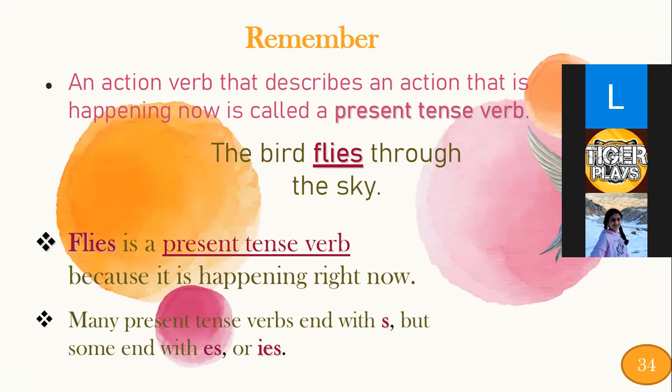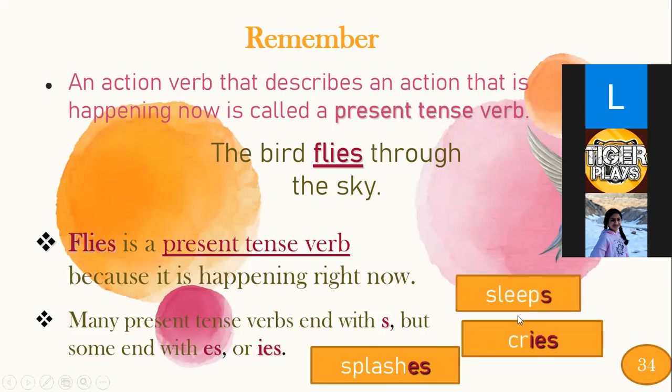When the verb ends with Y and the Y is preceded by a consonant letter, then I have to cross out the Y and add IES. These are just reminders for you. This example, splash, ends with sh, so it should take es. Sleep ends with any other consonant letter, so it takes only s.